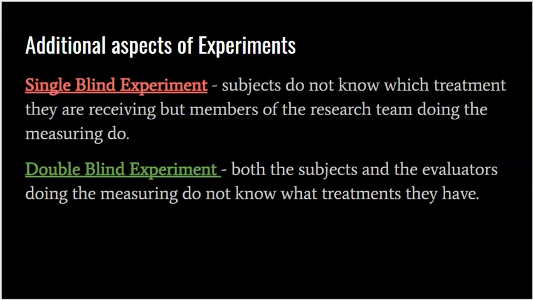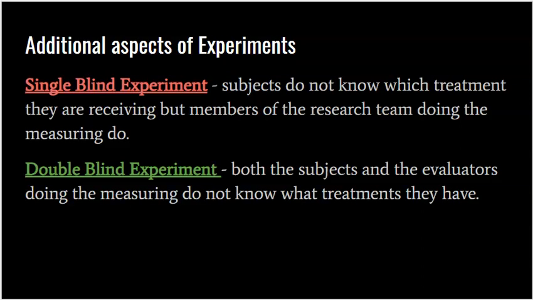All right, here are a couple additional aspects of an experiment that, again, are smart to think about, but sometimes can't always be applied. Single blind experiment. Here, the subjects do not know which treatment they are receiving, but members of the research team obviously do. So here, the idea is, what am I getting? I don't know. I have no idea what I'm getting. And that's me being blinded.